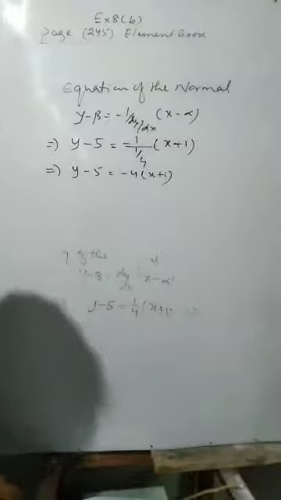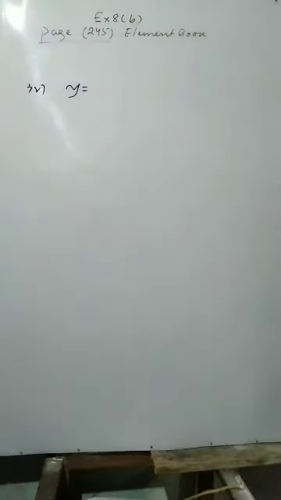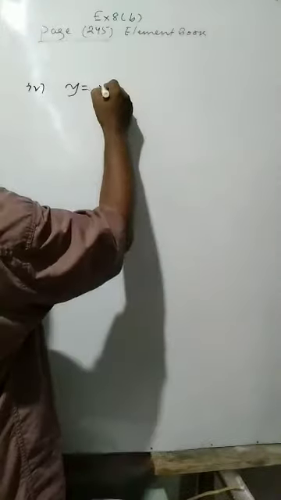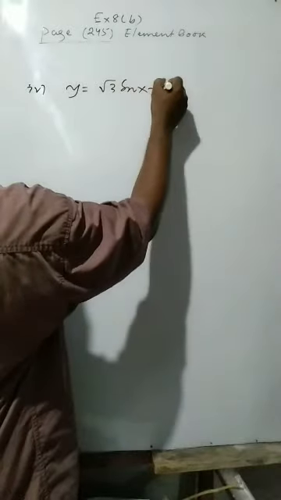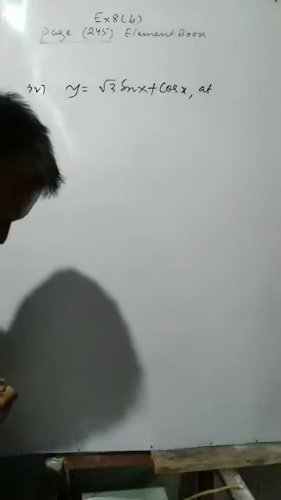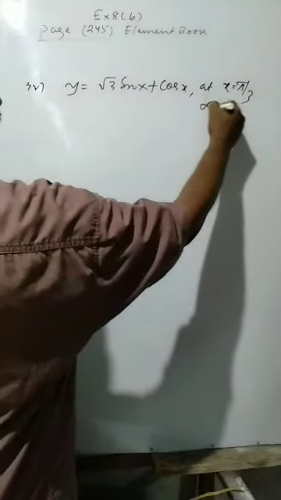Now look at another problem, number 4 from the same exercise: y equals root 3 sin x plus cos x, at x equal to pi by 3. Here x equal to pi by 3 means this is alpha, alpha equals pi by 3.